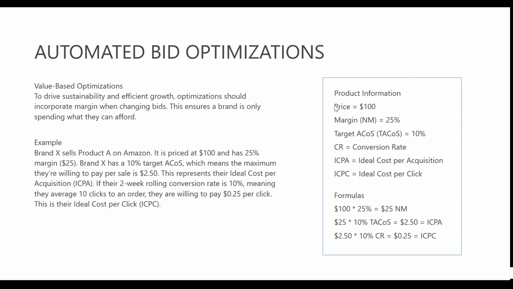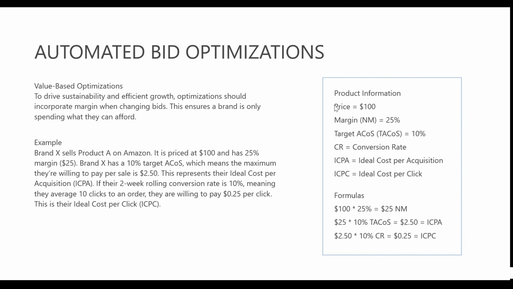So next steps, after you have all your campaigns done and you understand search term optimization, the biggest piece is going to be automating bid optimizations. Our rule set actually contains two different rule types. It's going to be value-based optimization. And this is very important because it drives sustainability and efficient growth, because optimizations consider net margin when making your optimizations. What optimizations is just referring to is increasing or decreasing your bid. And so this ensures that you're only spending what you can afford.